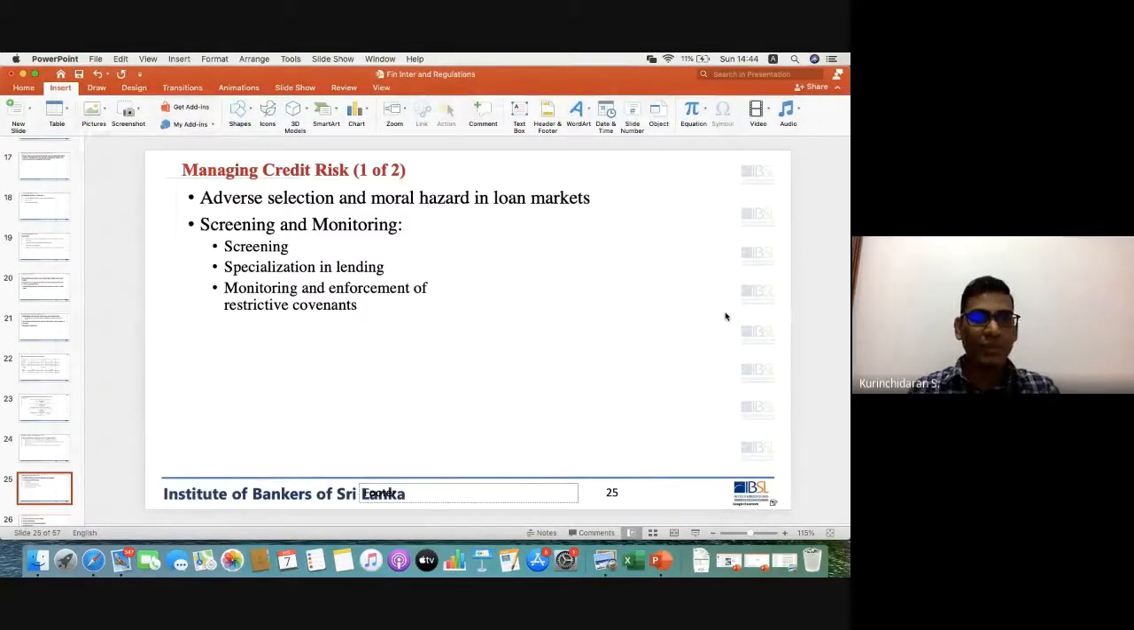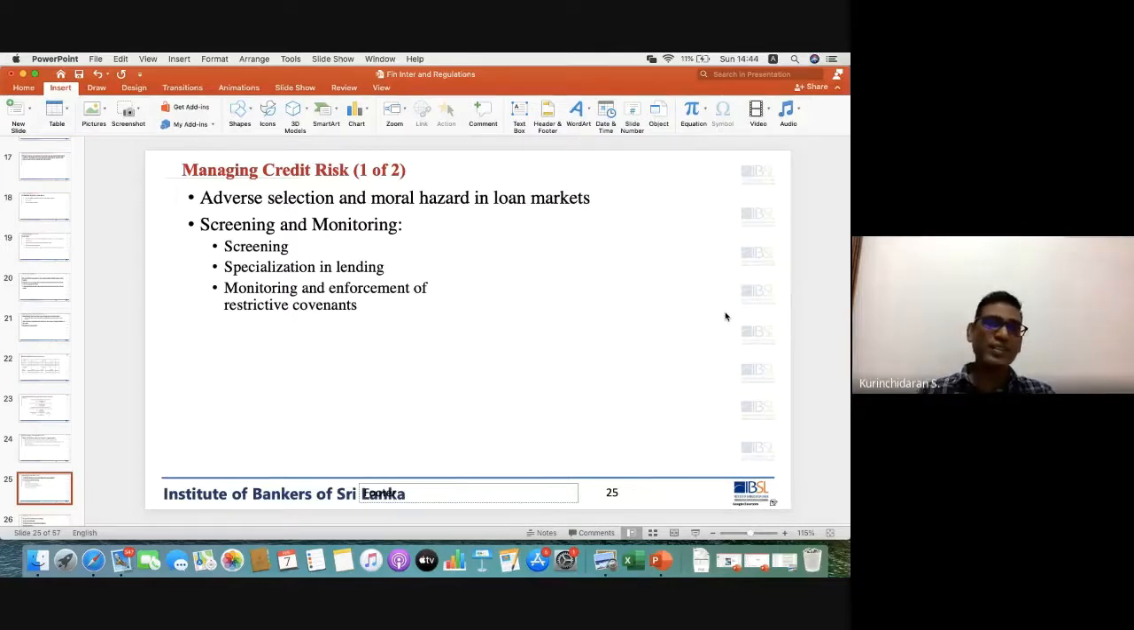Okay, so you can think of total loans and advances as the key component of a bank balance sheet. That means there will be a huge credit risk attached to the bank business.